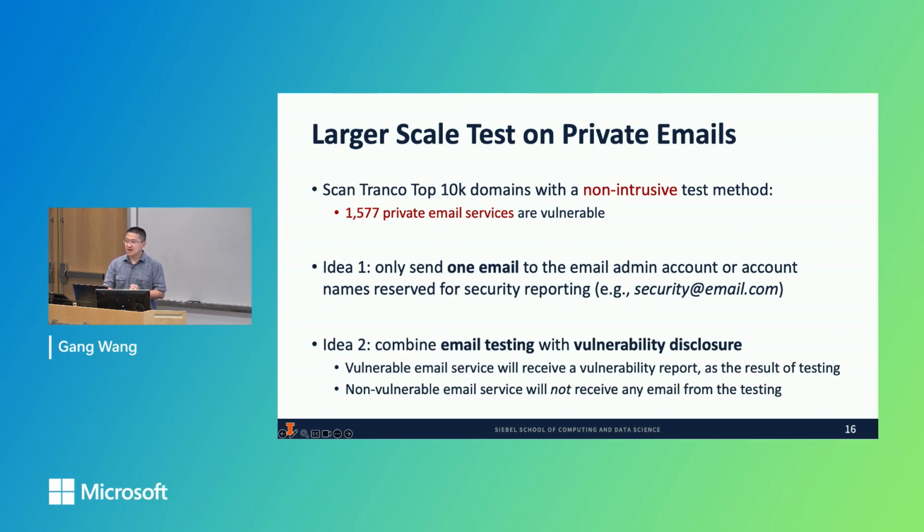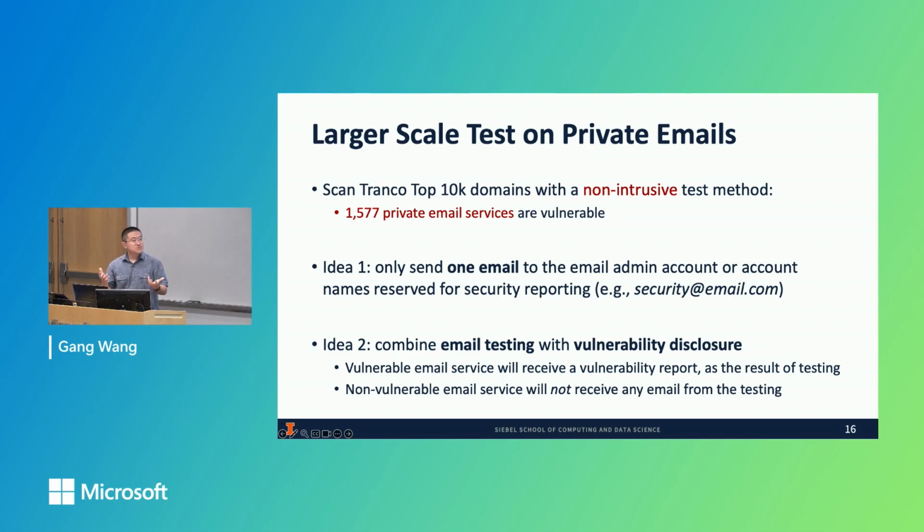And the second thing is that even when sending email to those accounts, if you are not vulnerable, these administrators don't like to receive random testing emails either, right? So our idea is to combine a testing email payload with the vulnerability disclosure report in a single message. If your service is vulnerable, the only thing you receive is the vulnerability report, which just happens to tell you your service is vulnerable. But if your email is not vulnerable, we designed the payload in a way that will automatically terminate and there's no email being sent.